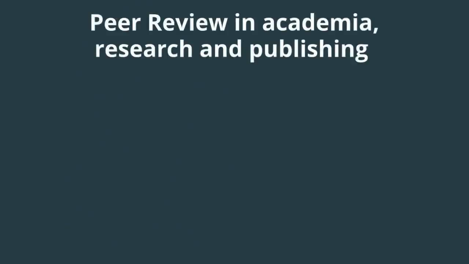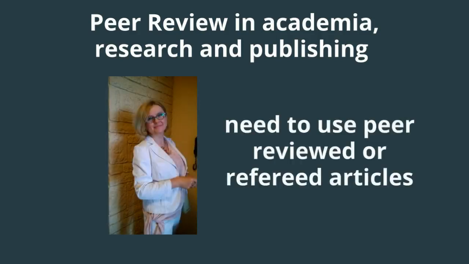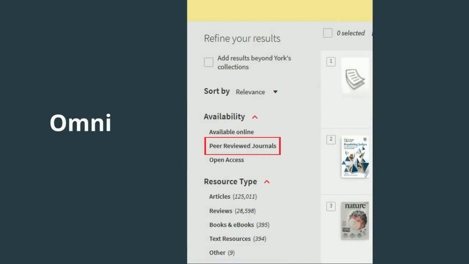Now that you understand the importance of peer review in academic research and publishing, you will not be surprised to learn that your professor may insist you use peer-reviewed, sometimes called refereed, articles only. How do you limit your results to only peer-reviewed articles? In most databases, there is a facet limit for peer-reviewed. Here's what it looks like in Omni.